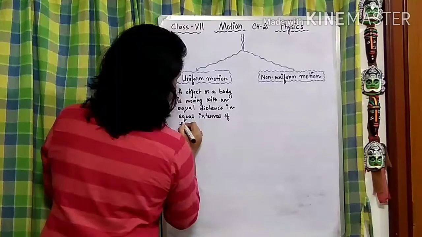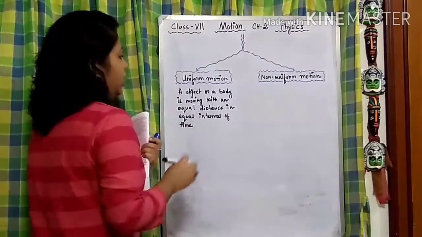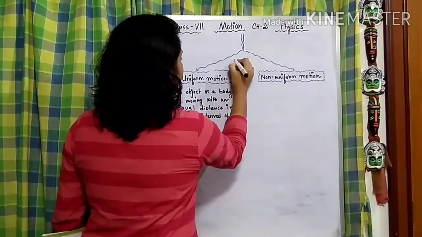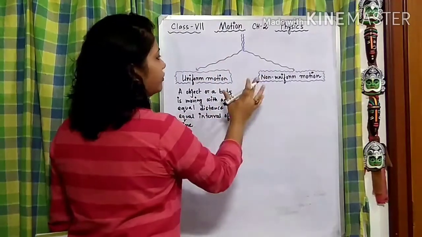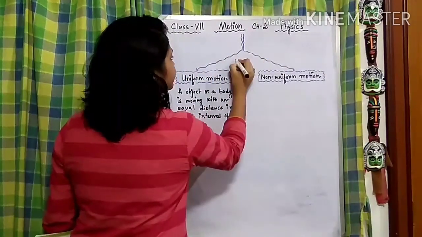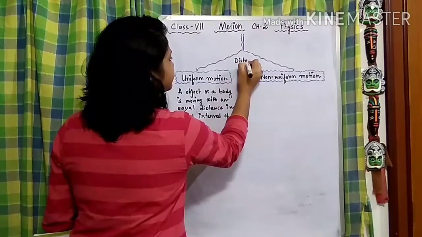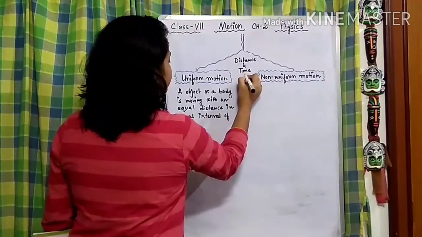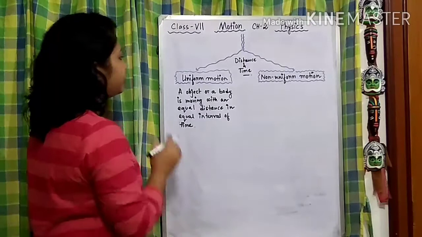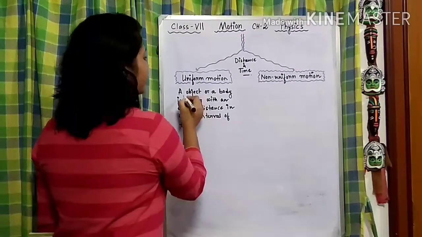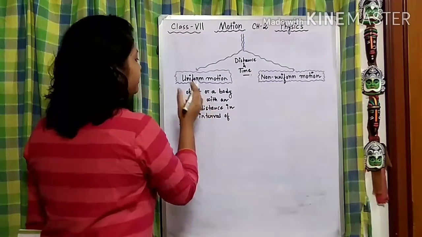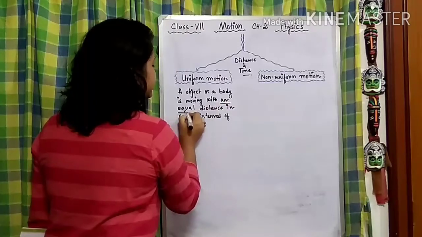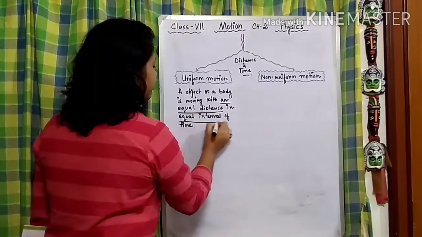Now, just now we have said that based on the time and distance, we are separating these two types of motions. So based on what? Distance and time. Alright, so here we go, the first one, that is uniform motion. When an object or a body is moving with an equal distance in equal interval of time.